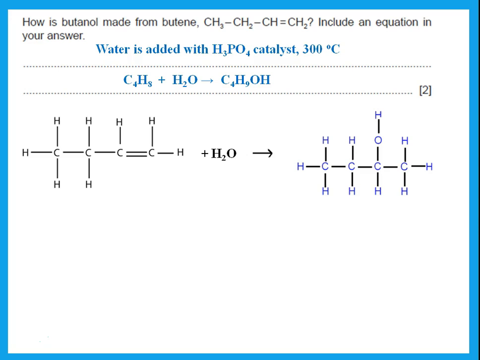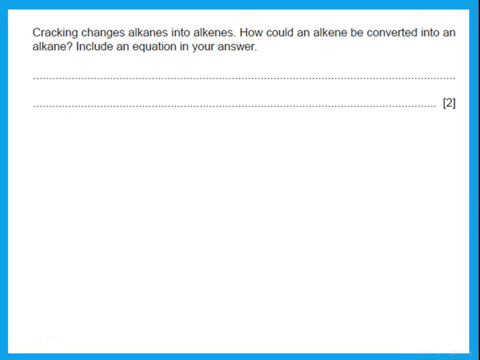We count the number of carbons and the number of hydrogens and put the OH at the end. Okay, so this is C4H9OH. Or you could also write it as C4H10O, but this is how we usually write it. Cracking changes alkanes into alkenes.